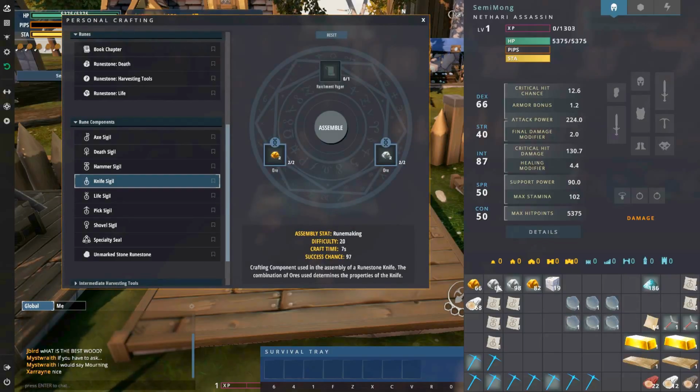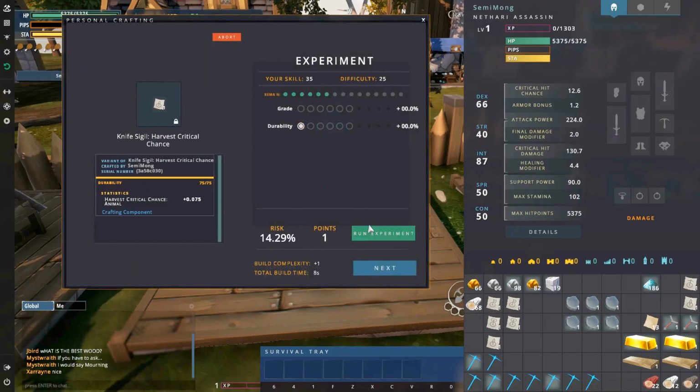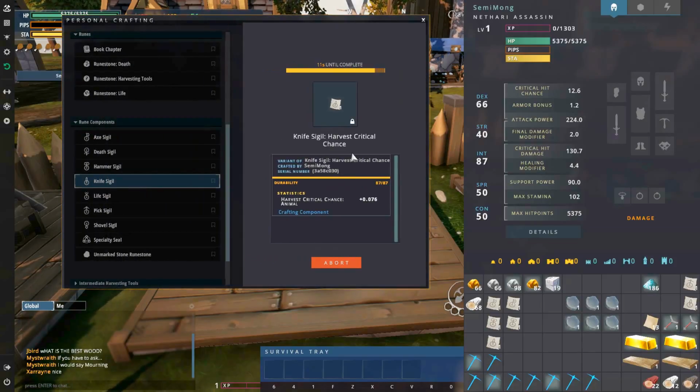Right. Let's do another knife, but for durability. All right. There we go. What percentages are we going to get on this one? Doesn't look like anything too comparable at the moment. Max 15.47, sorry. Alright, let's chuck that in there. And then let's actually make up these last six harvesting tools.